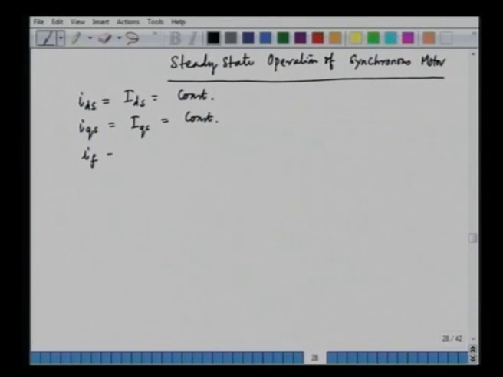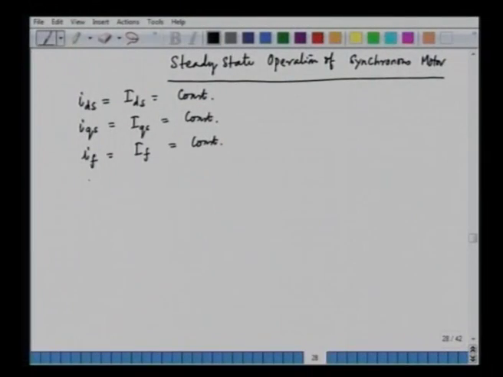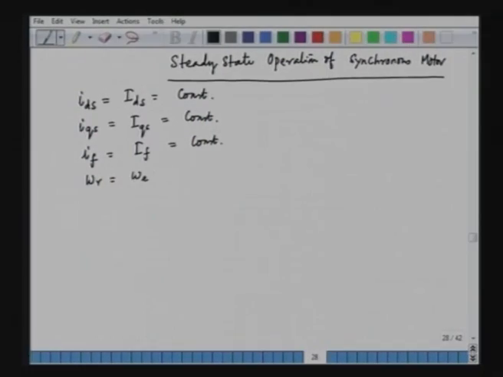These are the stator currents. Now, what about the rotor currents? The field current is also constant. So, we can say here that IF is equal to capital IF, this is also constant, and the speed is constant. So, we can say that omega r is equal to omega e, the motor is rotating at synchronous speed in the steady state condition, and that is constant.